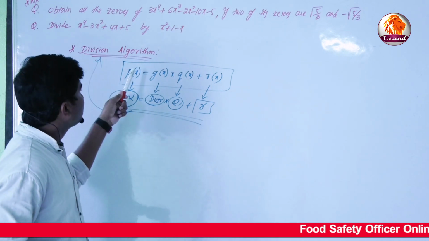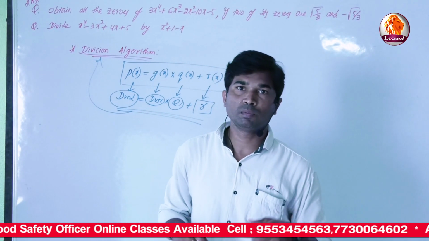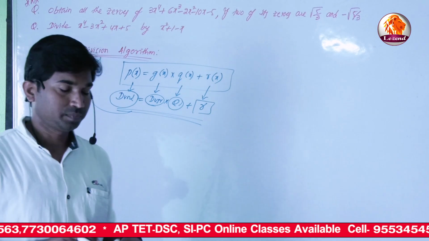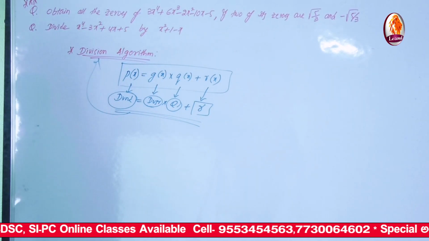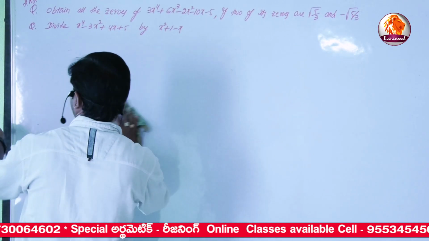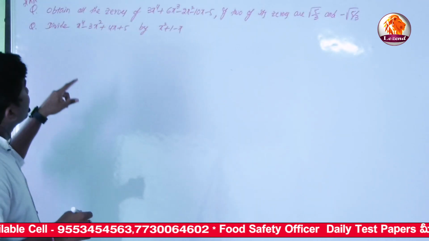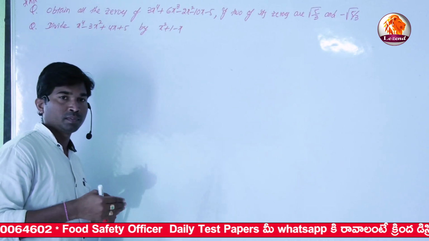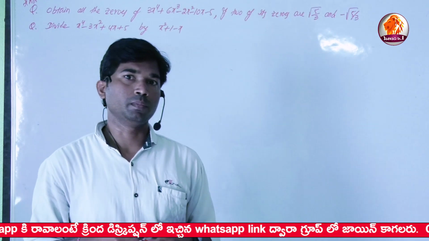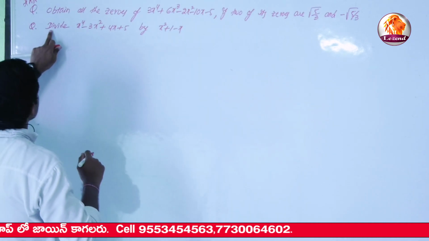By using the division algorithm, we can find the factors of cubic polynomials, biquadratic polynomials, or nth degree polynomials. Now you can see one more question. This is very important: how to factorize it, and how to divide a biquadratic polynomial by a cubic polynomial, by a linear polynomial, or by a quadratic polynomial, using the division algorithm. So now take one more question.